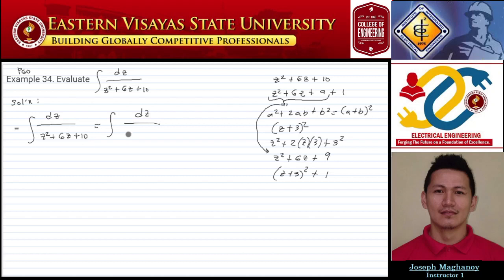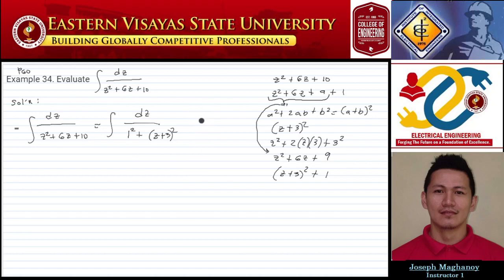So our 1 plus quantity z plus 3 squared. Any number 1 raised to any power is still the same, so 1 squared is still 1. So if we are going to evaluate our formula, we can apply our ITF number 17, but we need to replace our dz with our du. So we still have to determine the correction factor.